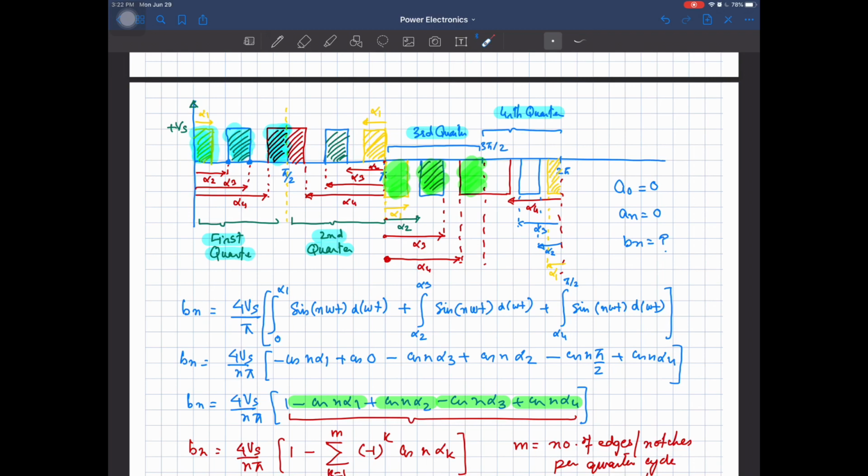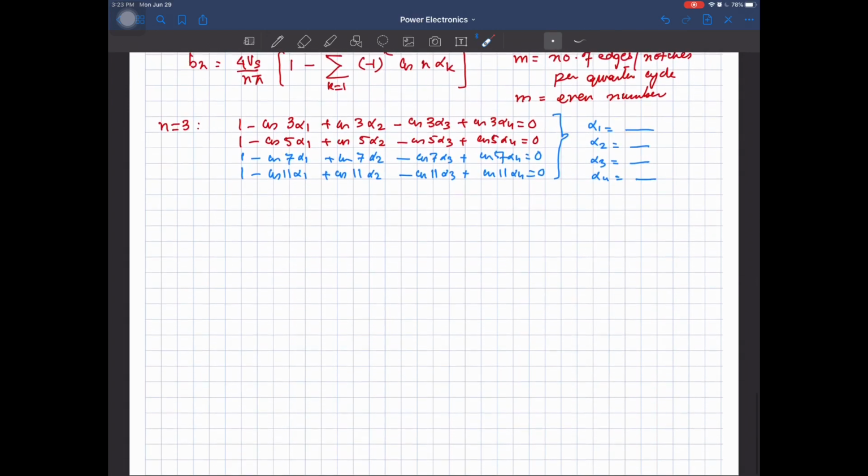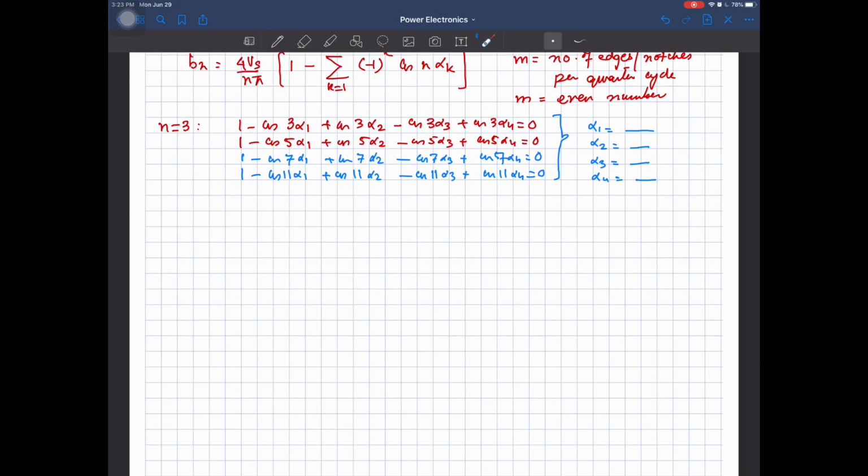So we can calculate all of these points and decide the gate pulses for the full bridge inverter, so that we get this waveform at the output of the inverter. When we get this waveform, there will be no third, fifth, seventh and 11th harmonic in the inverter output voltage waveform. So we can cancel a certain set of harmonics. That's why we are going to call it the selected harmonic elimination technique.